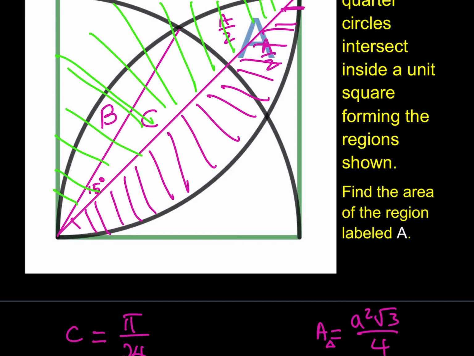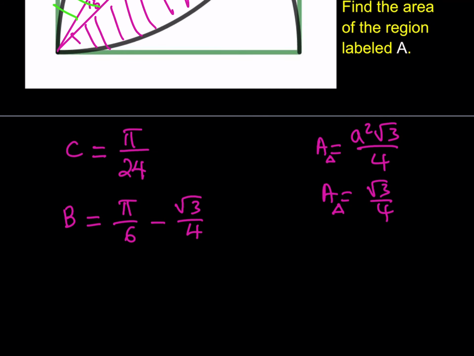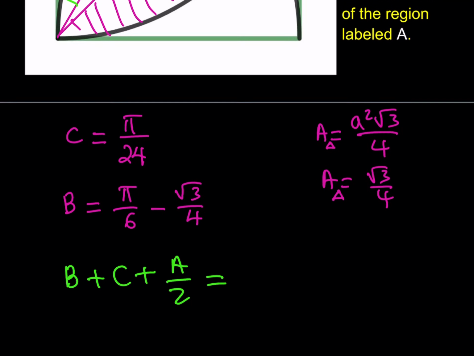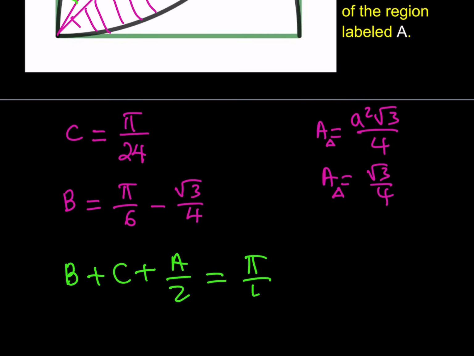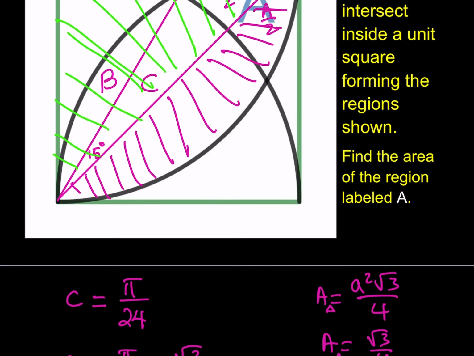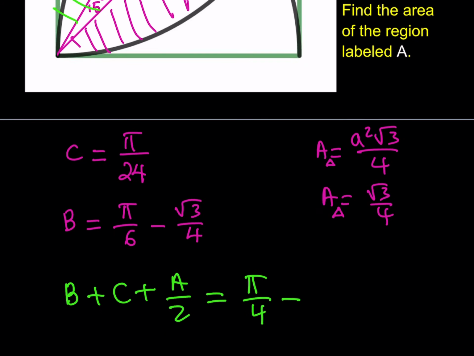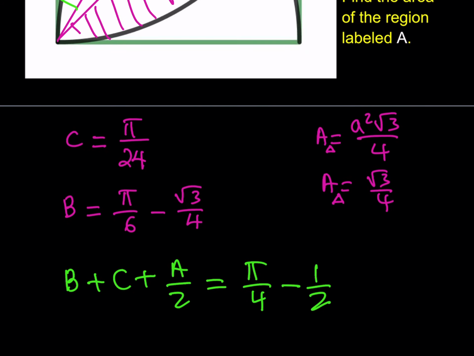So in other words, B plus C plus A over 2 is going to equal what? The area of the quarter circle, which is pi over 4, right? Minus the area of the 45, 45, 90 triangle, which is 1 times 1 divided by 2, which is 1/2. Easy, right? Okay, cool. So now we're going to put it all together, and then we're going to simplify, and we'll get the answer. Okay, we're almost done.